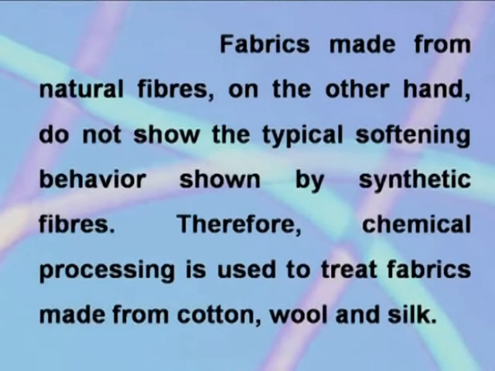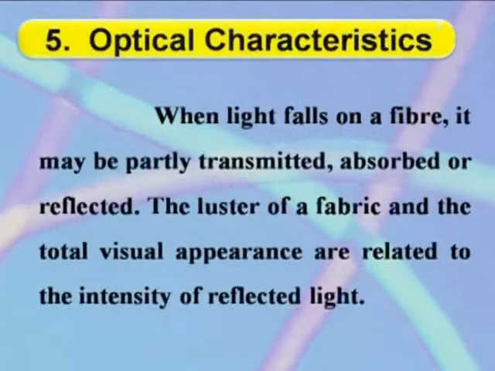Fabrics made from natural fibers, on the other hand, do not show the typical softening behavior shown by synthetic fibers. Therefore, chemical processing is used to treat fabrics made from cotton, wool, and silk.